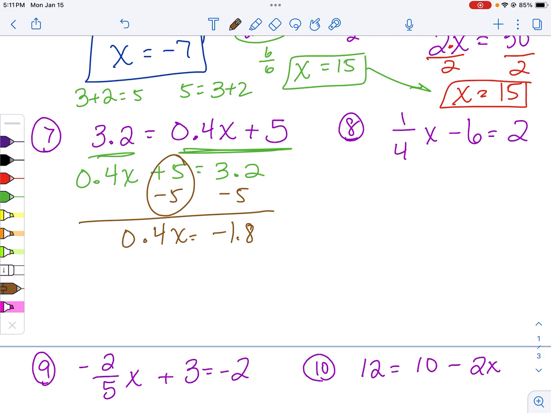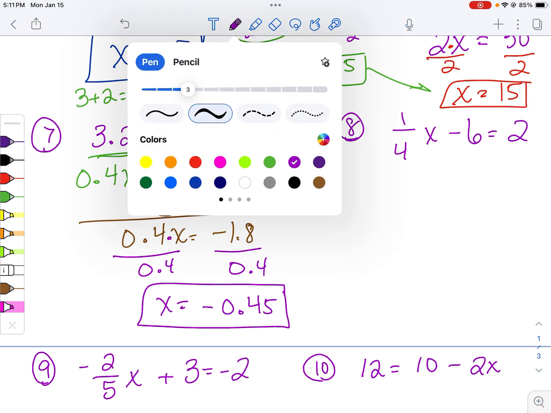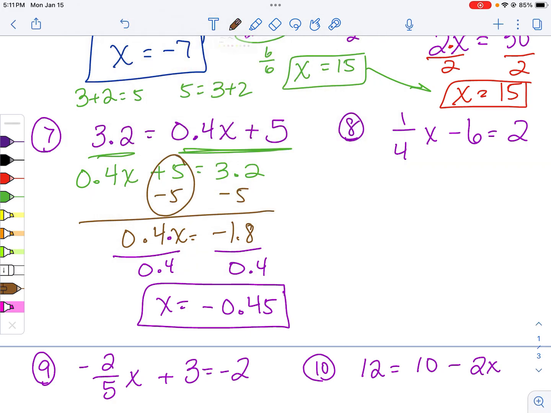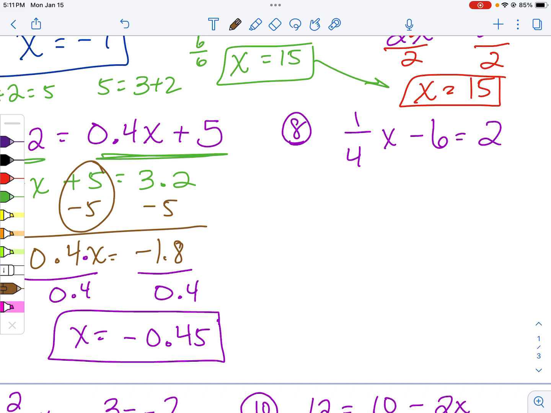And again, the negative 5 and the positive 5 go away. They equal 0. And then our last step in this problem, since there is a multiplication sign there, we're going to do what we did before, and we're going to divide both sides by 0.04. So in our calculators, we're just going to take negative 1.8 and divide by 4. This time, I started with decimals. It shouldn't be surprising that my answer is decimals, but it's a nice decimal. I get negative 0.45. And that is a totally acceptable answer. Okay, it's a nice decimal. It's not a decimal that goes on forever. And in this case, negative 0.045 is okay.